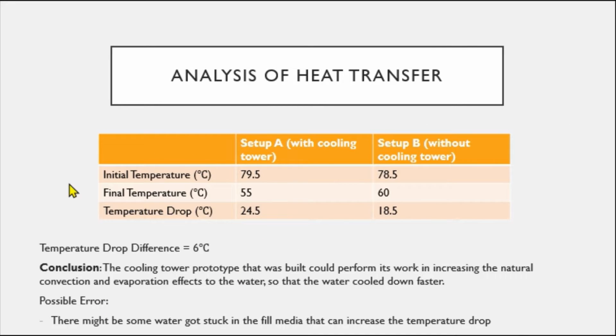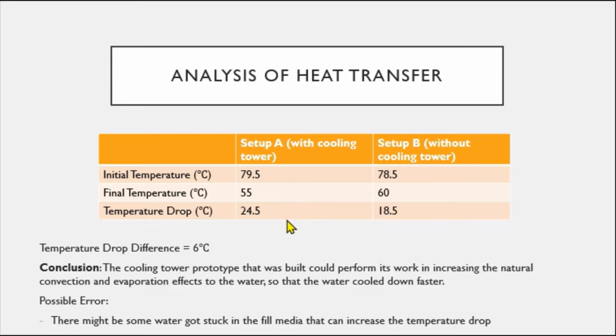This is the result of the heat transfer experiment. There are some values we measure and calculate here. First, the initial temperature of the water in setup A and setup B. For setup A, the initial temperature is 79.5 degrees Celsius, and for setup B is 78.5 degrees Celsius. And then the final temperature of water in setup A is 55 degrees Celsius, and for setup B is 60 degrees Celsius.